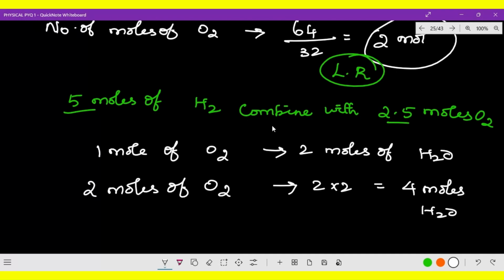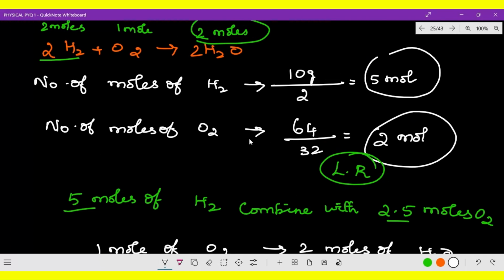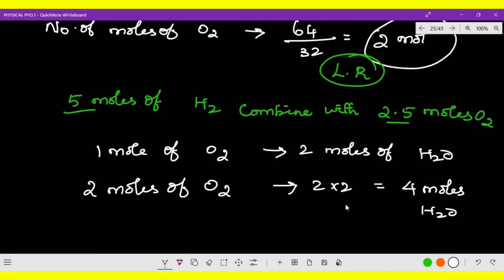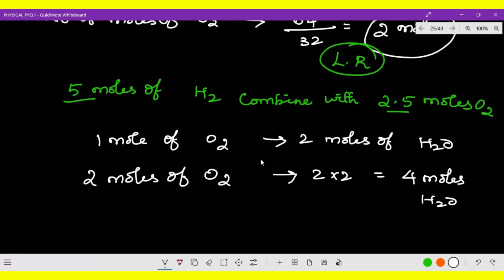It is very easy. First you have to write the equation, then the number of moles, because they have given the mass, so given mass by molecular mass. The next step is finding the limiting reagent, and from that we can compare both. So 1 mole of oxygen can produce 2 moles of water. Therefore, 2 moles of oxygen can produce 4 moles of water.